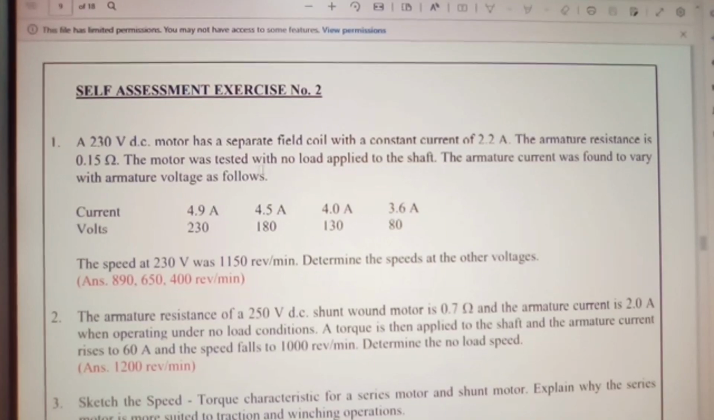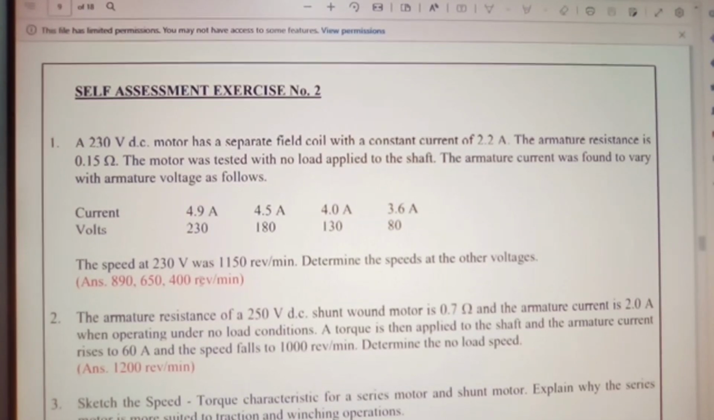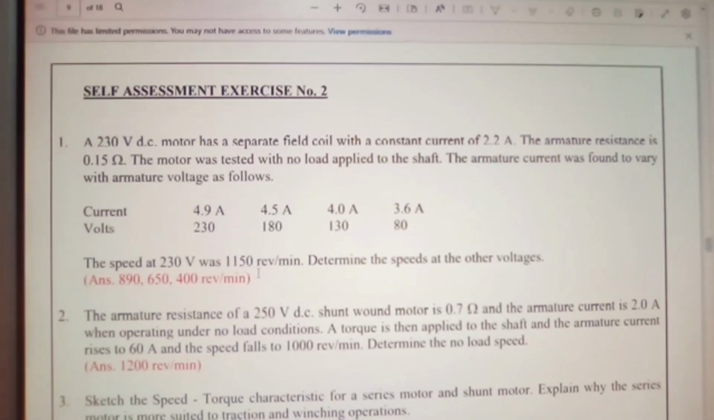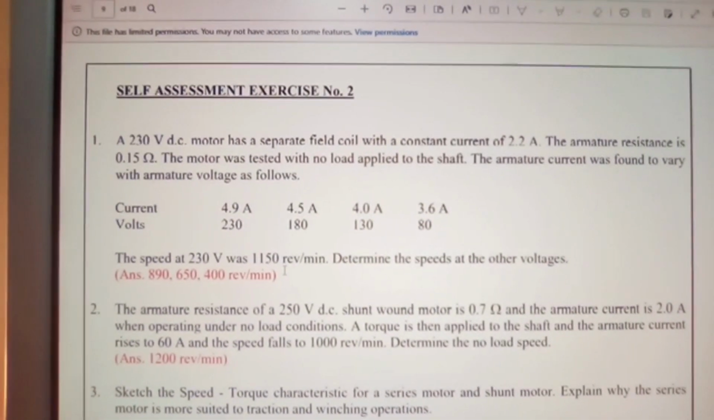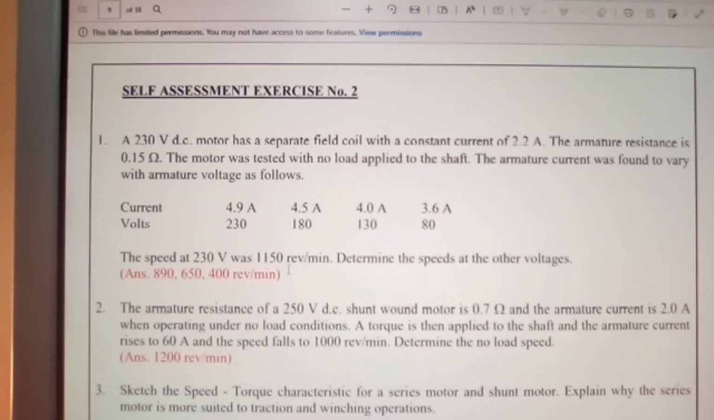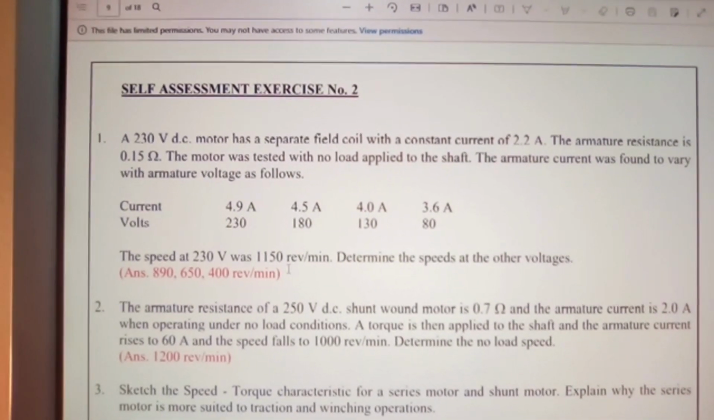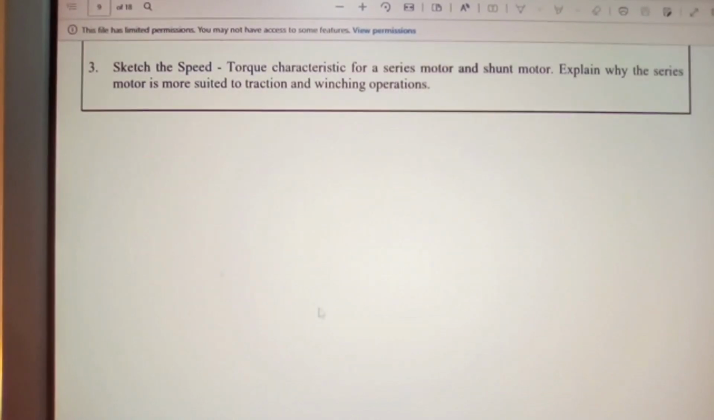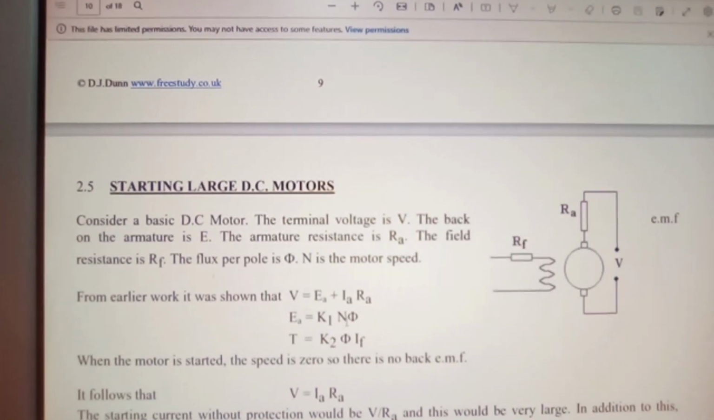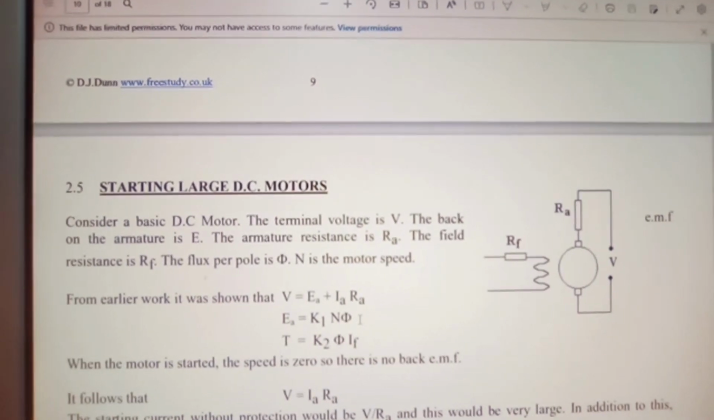You're then looking here at your self-assessment. Okay. Yes, I know we've given you the answers, but that does not mean to say you do not apply the principle and formulation to arrive at the answers. Make sure the answers are correct. Do not make an assumption that they are. Starting large DC motors. Okay.